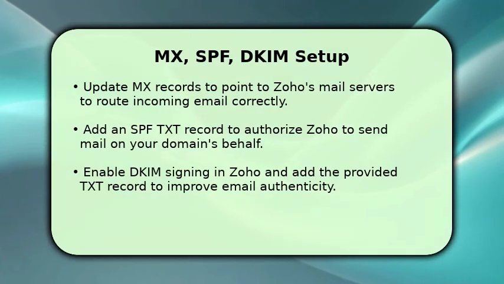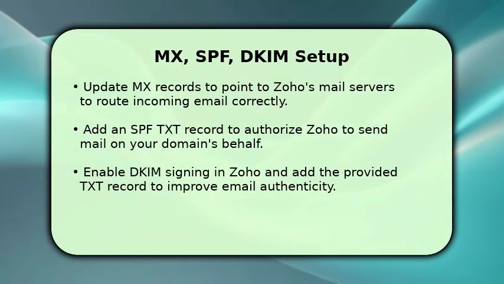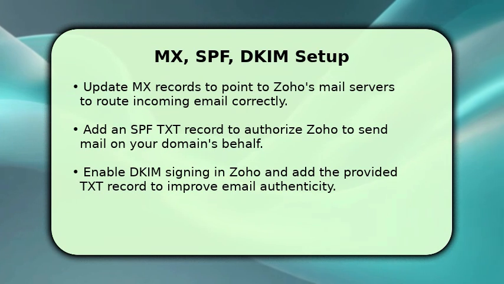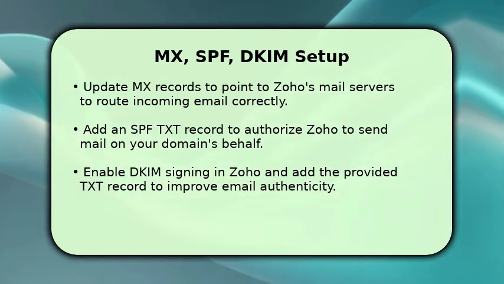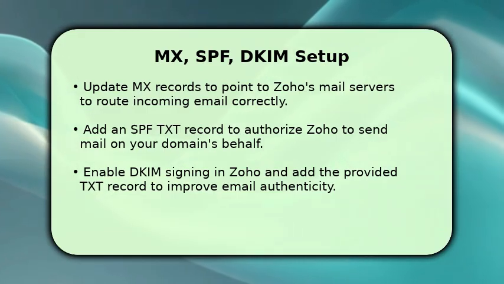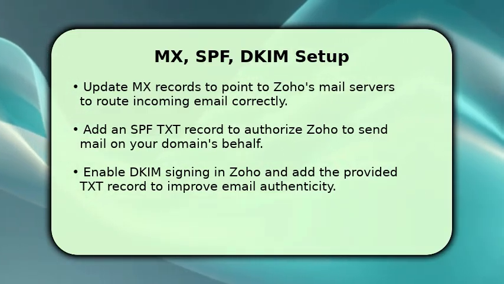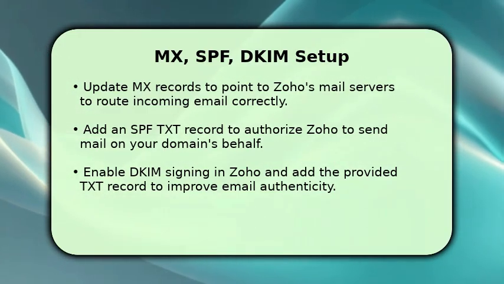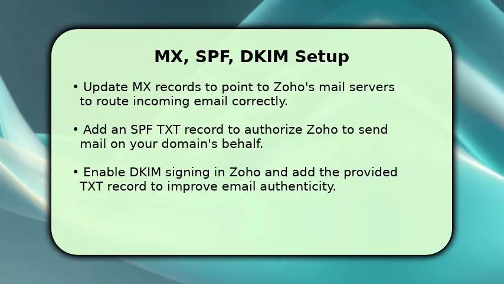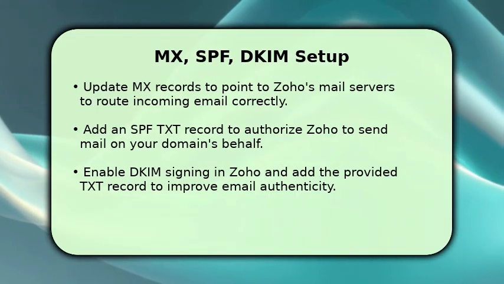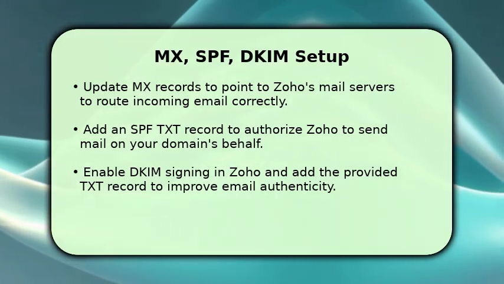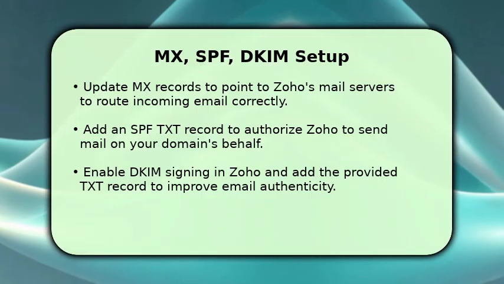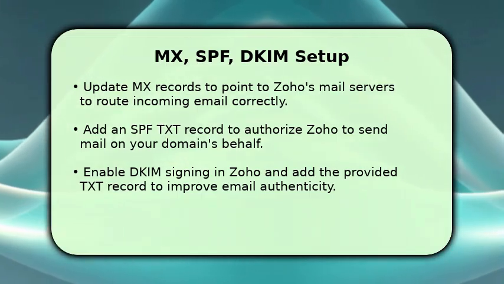After domain verification, replace existing MX records with Zoho's MX entries to accept mail. Add an SPF TXT record that includes Zoho servers and any other mail senders you use. In Zoho Mail Admin, generate a DKIM selector and add the TXT record at your DNS host to sign outgoing mail. These steps reduce spam tagging and help ensure your messages reach inboxes across Gmail, Outlook, and other providers.